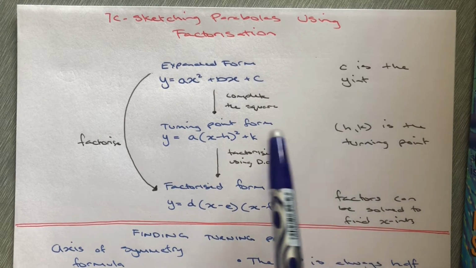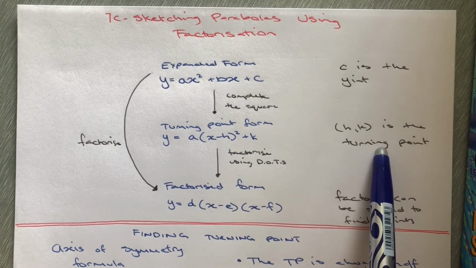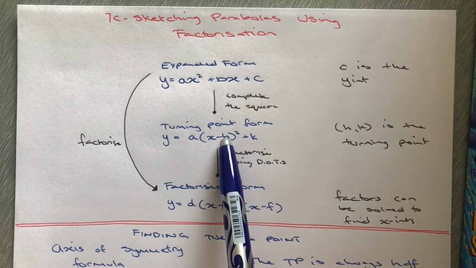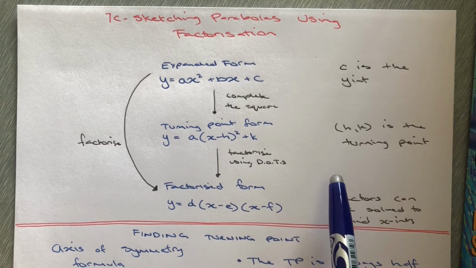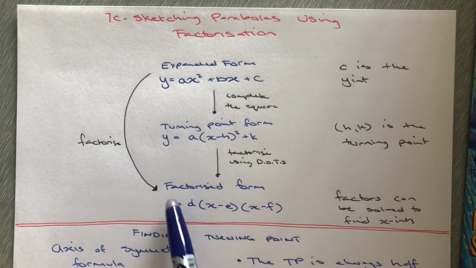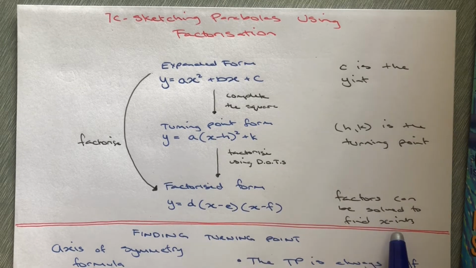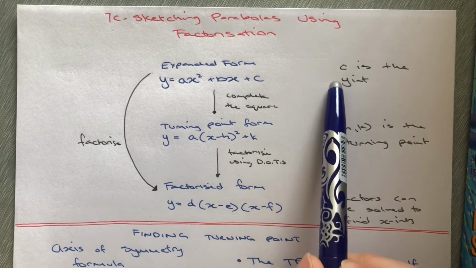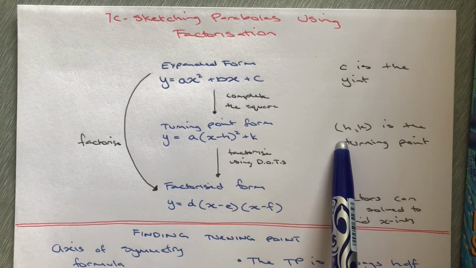Also, if we go down to turning point form, the strength of this one is it tells us what the turning point is. So the numbers in here, in h and in k, they tell us what the turning point is. And down here, if we look down at our factorized form, the strength of that is the factors can be solved to find the x-intercepts. So these are the three really important things you need to find when it comes to sketching parabolas. So you need the y-intercept, you need the x-intercepts, and you need the turning point as well.